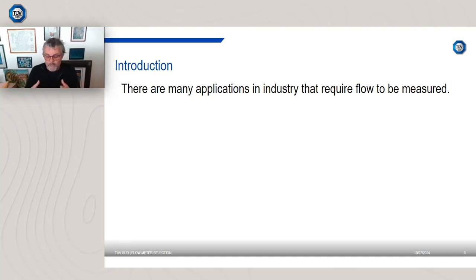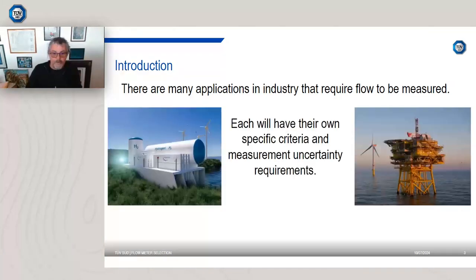So there's many areas in which fluid flow measurement is very important, and therefore the selection of the flow meter is very important. And each of these measurements will have their own specific criteria. They may be benign fluids, they may be really dangerous fluids, they may be at atmospheric pressure type temperatures, they could be extremely high pressures and temperatures, and all of that has to be considered.